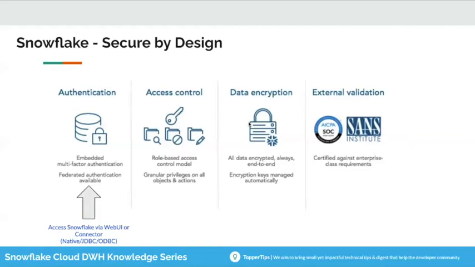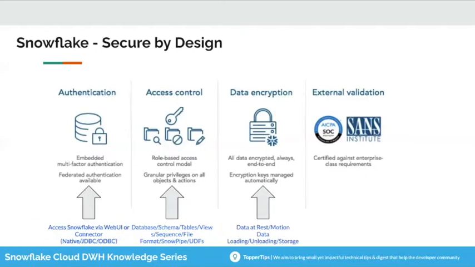First, when you access Snowflake via the web UI or via any kind of connector, whether it is native or JDBC, it is completely secure. Next comes accessing databases, schemas, tables, views, sequences, file formats, Snowpipe and UDFs. Those objects are also secure, and your administrator can decide which objects you should be able to access and what kind of operations can be performed on them. Third is data at rest or in motion. While loading data and unloading data through stages, all of it is encrypted. And the last one is network, firewall, password policies, and masking policies.